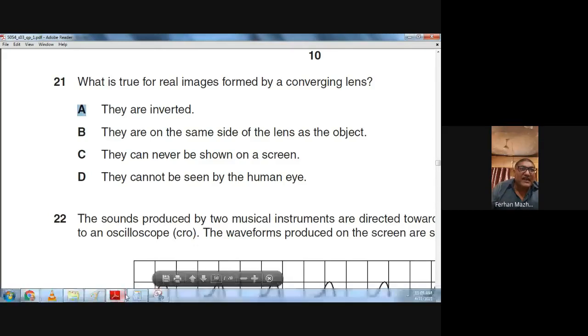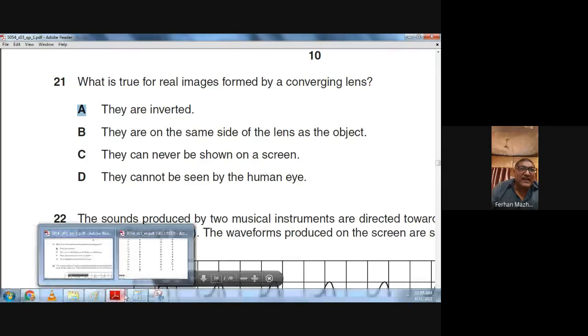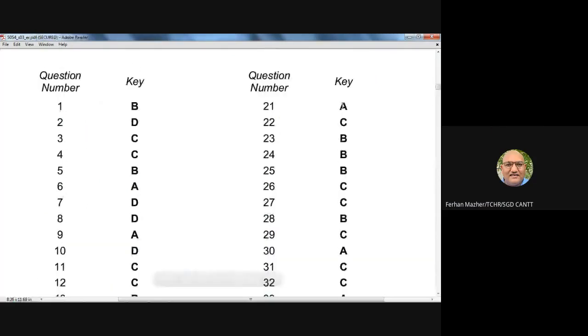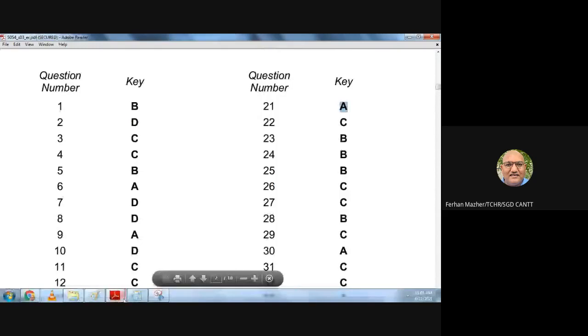Question number 21, A is the choice. Let's check the marking scheme. Question number 21, A is the choice. Okay, so let's move to the next question.